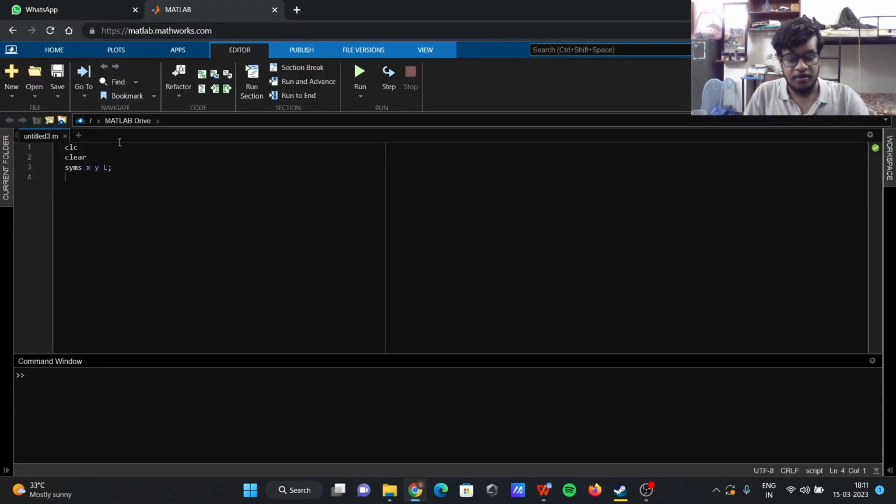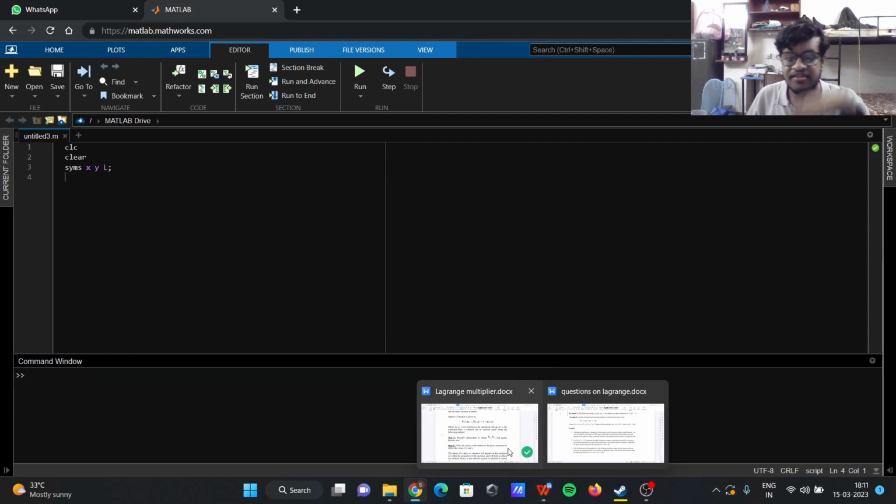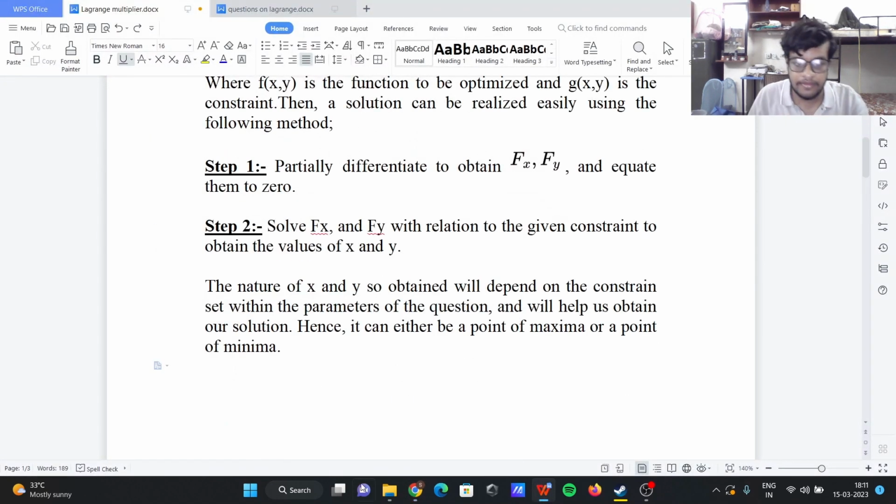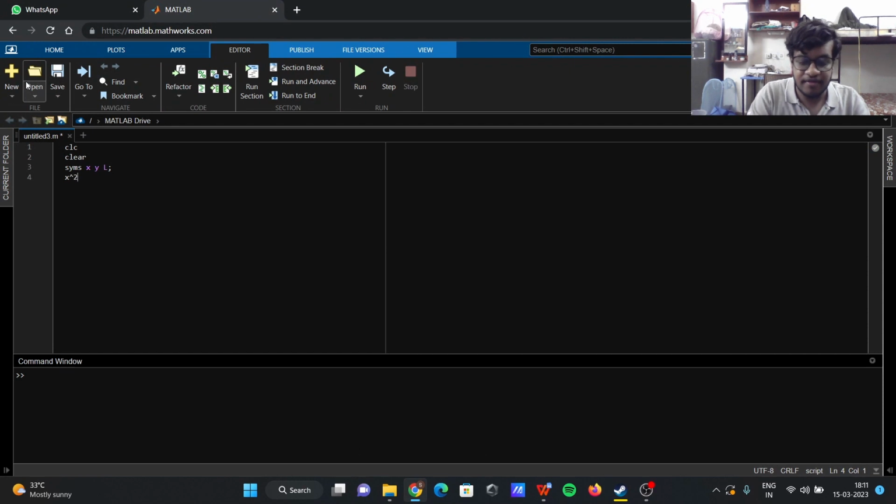Now, let us take an example problem. Let's say that the function that we have to optimize is x square plus y square, and the limit is x plus y minus 10. So we define a function small f of x comma y equal to x square plus y square. We define the constraint, which in this case is g of x comma y equal to x plus y minus 10.